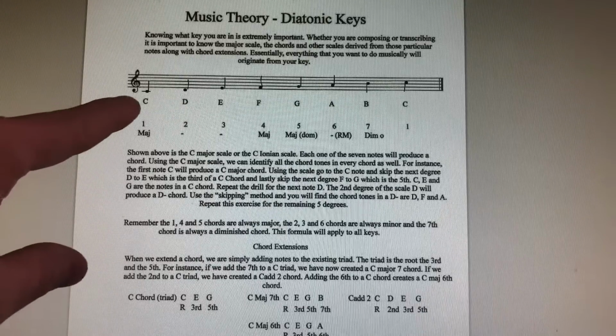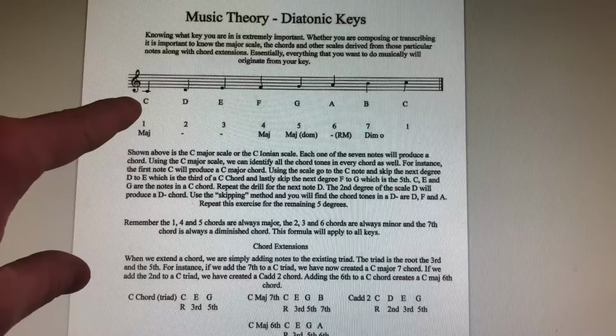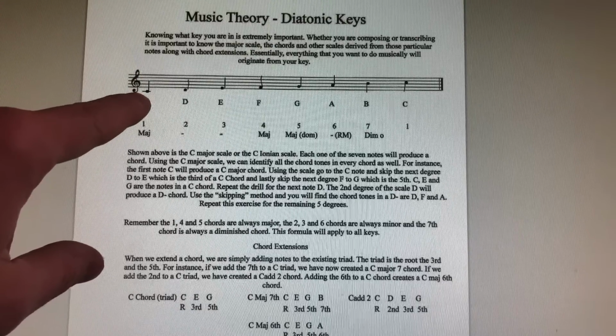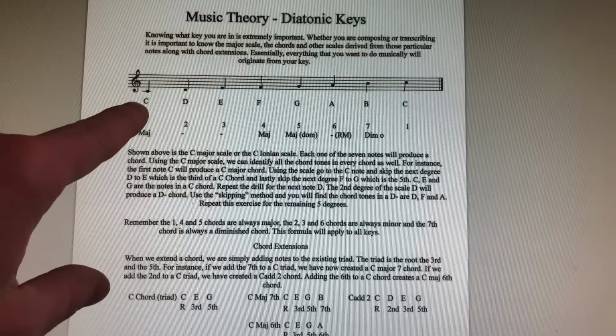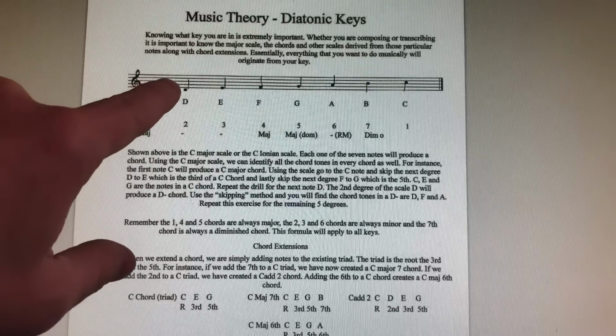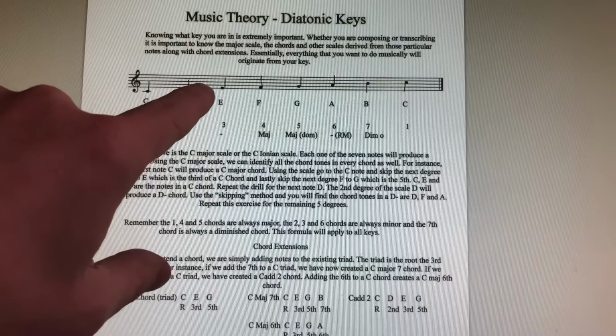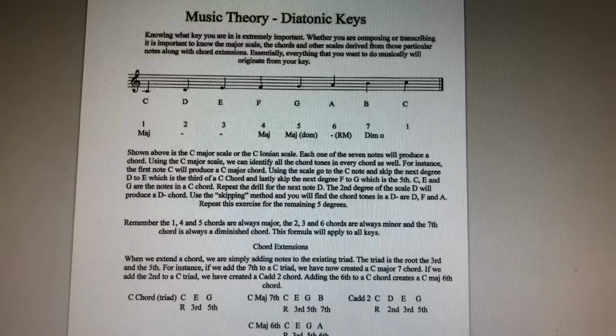So as it lays out on this page, this example's in the key of C, and the first degree of the scale is C, of course, producing a C chord, and the second degree of the scale is a D note, producing a D minor chord. E produces E minor, F produces F major, G produces our G chord, A produces our A minor, which is our relative minor. We'll talk about that later. The 7 chord's always diminished, not a chord you're going to use a whole lot, and then of course back to C.